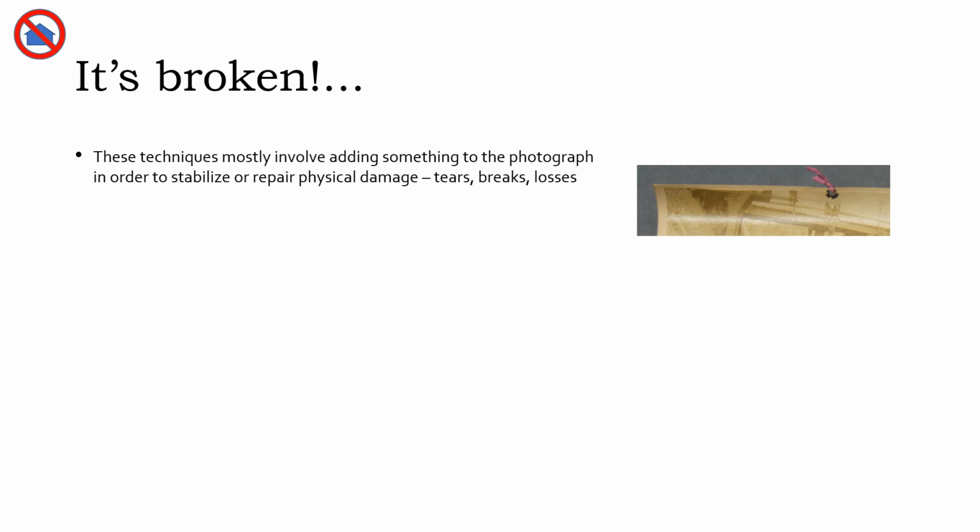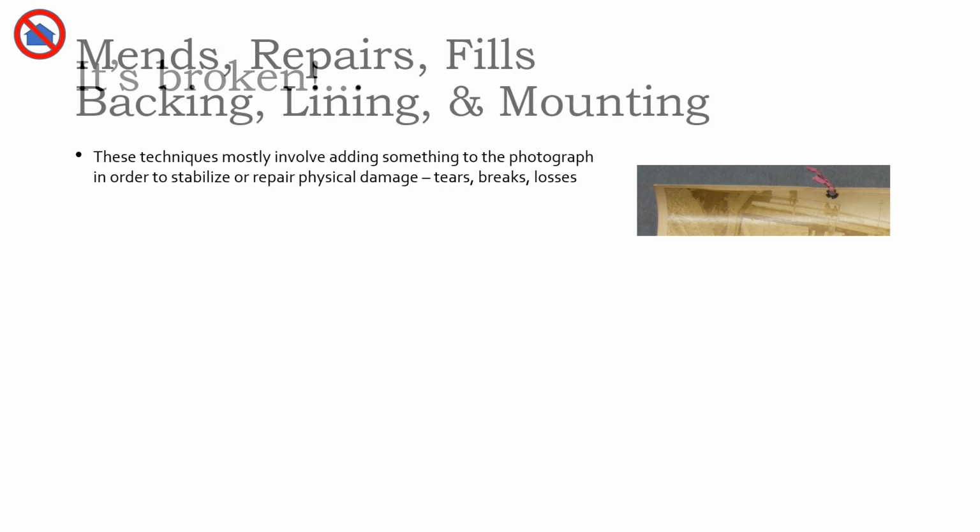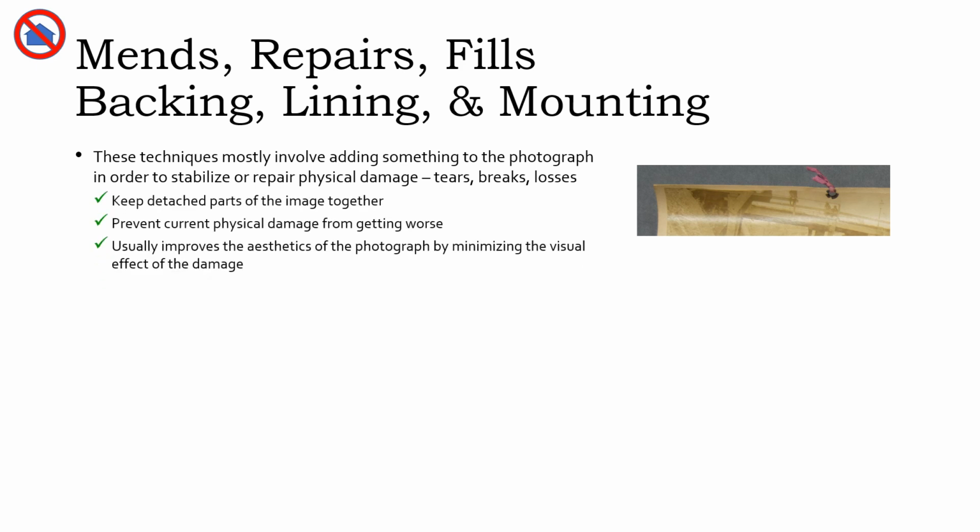Many older photographic materials have physical damage that affects both the support and image layers. Often this damage is due to fragility that results from the chemical decay and inherent vices of the materials. Mends, fills, backing, and lining are all methods for repairing damage such as tears, breaks, and losses by adhering additional material to the photograph. Repairing damaged photos has multiple benefits, both aesthetic and practical.